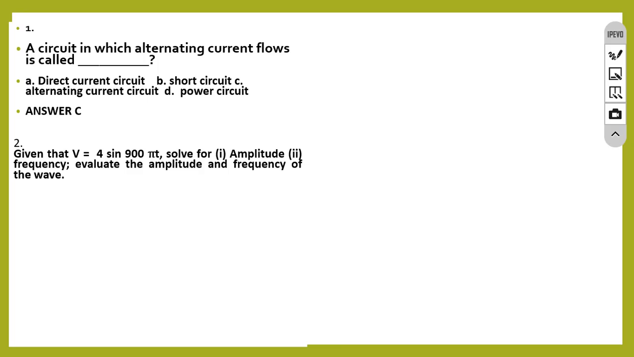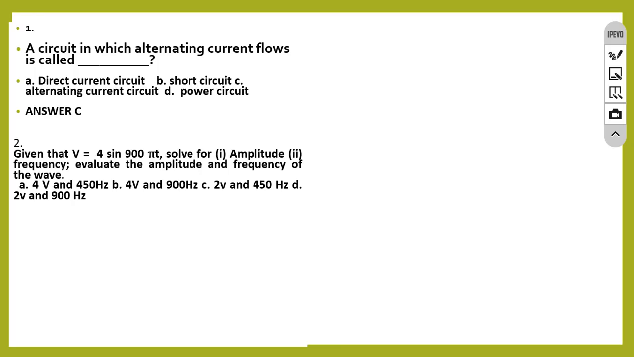Question 2. Given that V equals 4 sine 900 pi t, solve for the amplitude and the frequency. That is to say that we should evaluate the amplitude and the frequency of the wave. These are the options. A. 4V and 450 Hz. B. 4 volts and 900 Hz. C. 2 volts and 450 Hz. D. 2 volts and 900 Hz.